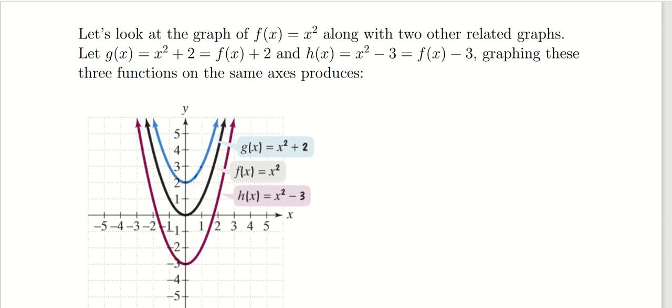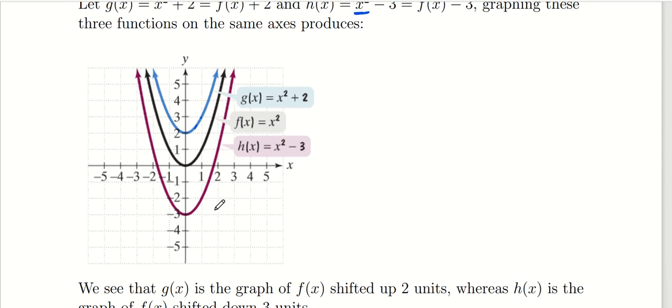If we look at the function h of x, which is x squared minus 3, again, the formula for h of x includes the parent function f. We could think of h of x as f of x minus 3. The height of h of x's graph at the value x is going to be 3 less than that for the graph of f. And the graph of h is the one here in red. Every point on the graph of f is simply going to be moved down 3 units to create the graph of h.